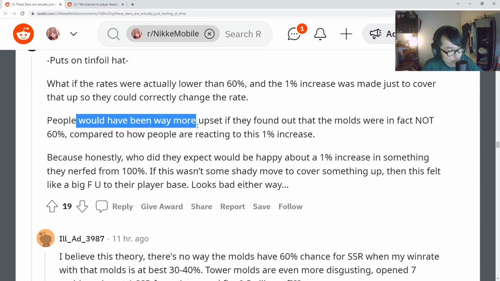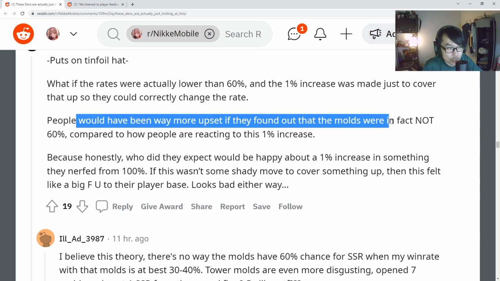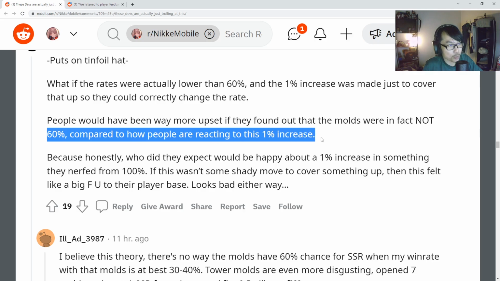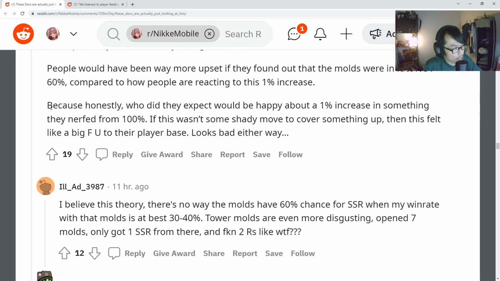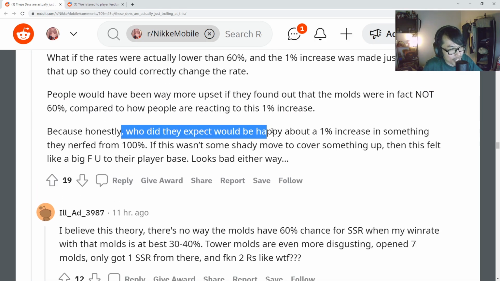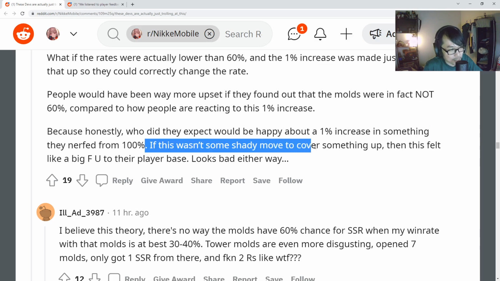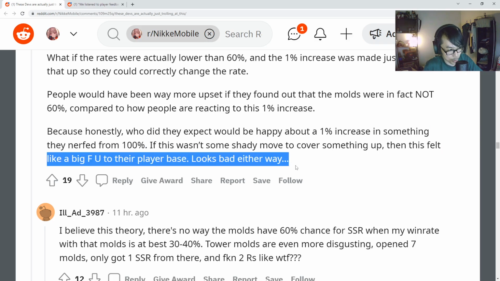Wow. People would have been more upset if they found out that the malls were in fact not 60% compared to how people are reacting to this 1% increase. Because, honestly, who did they expect would be happy about a 1% increase in something they nerfed from 100%? If this wasn't some shady move to cover something up, then this felt like a big FU to the player base. Looks bad either way.